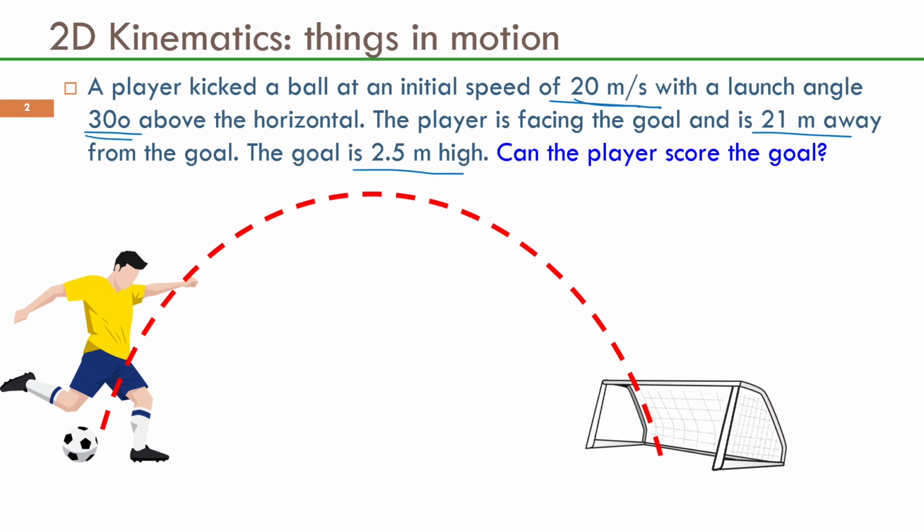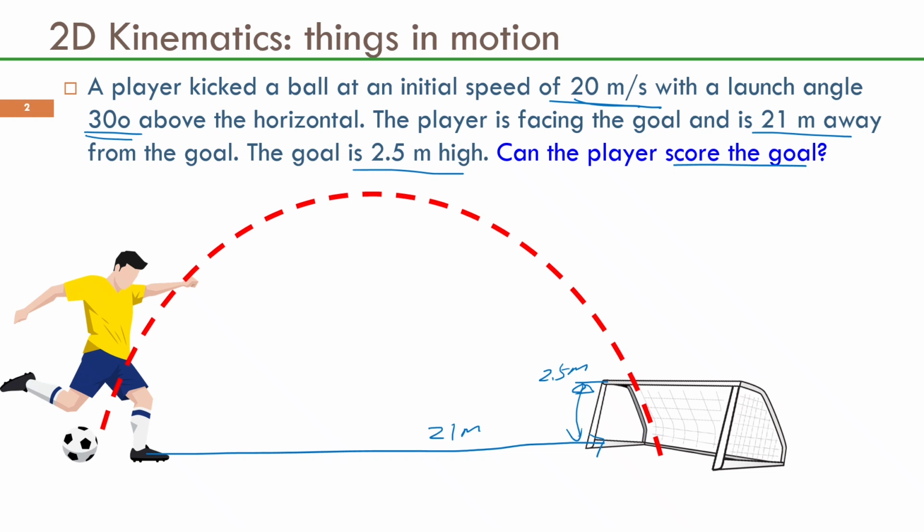This is a very interesting question. So how can we prove or disprove if the player can score the goal? We know if the player wants to score the goal, the ball needs to have a horizontal displacement of 21 meters. And the ball also needs to have a vertical displacement which is larger than 0 but smaller than 2.5 meters. So in other words, the ball needs to satisfy both the horizontal displacement and the vertical displacement. So how do we actually solve this problem?